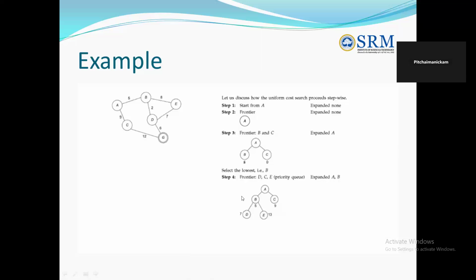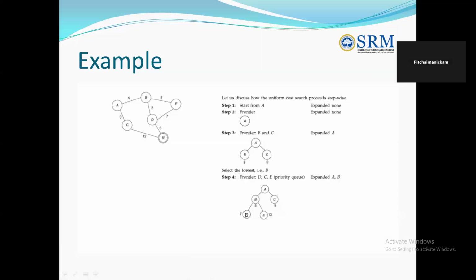So in the first path, the uniform cost value is 7 only. In the second path, the uniform cost value is 13, and the third path may have the uniform cost value of 9. From these three values, you just find the minimal value, which is D. So you just choose it, and from this D, you can find out whether the node D is a goal state or a non-goal state. So this is not a goal state.